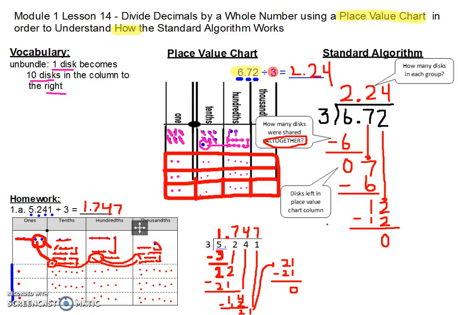For problem 2, you can just do the standard algorithm if that makes sense to you, but if you need to relate it to the place value chart, feel free to get some extra paper or make place value charts in the boxes that they have there. I know they're kind of small, but do what you need to do in order to solve these problems.